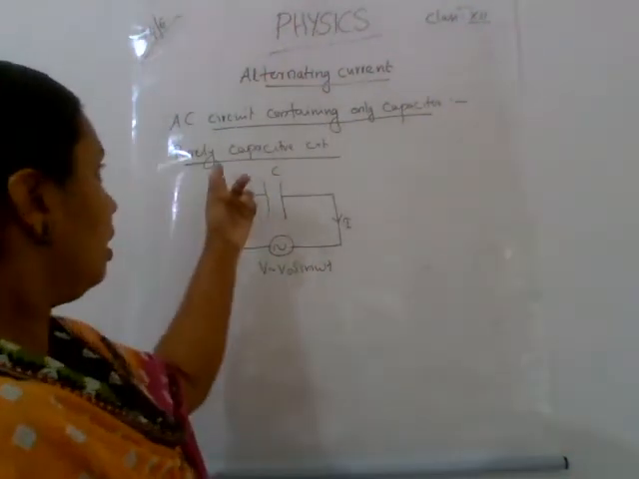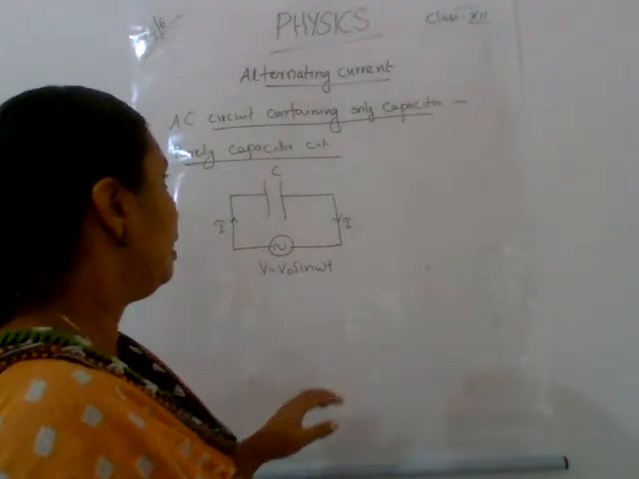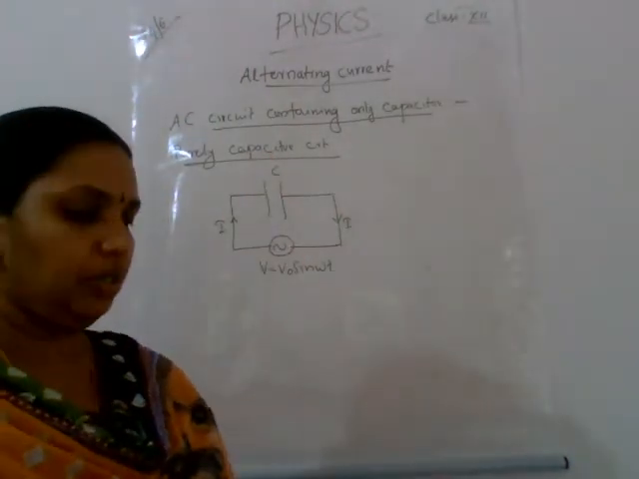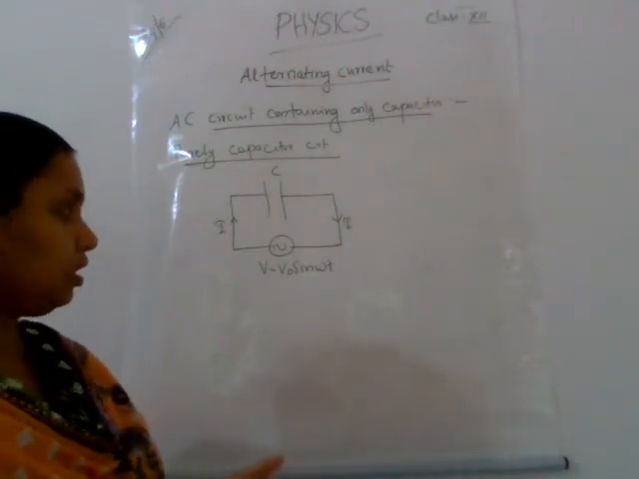So, an AC circuit containing only a capacitor is also known as a capacitive circuit. Okay, so this is the circuit diagram.